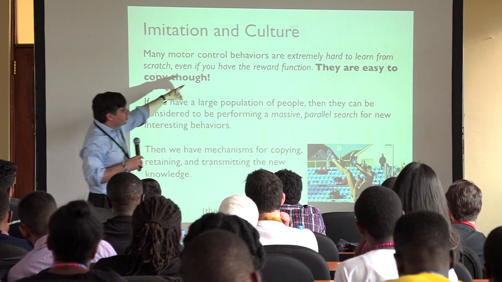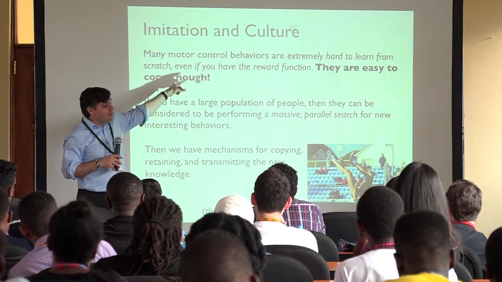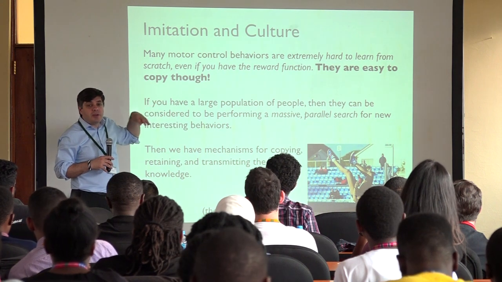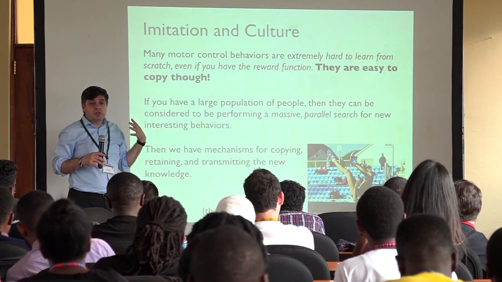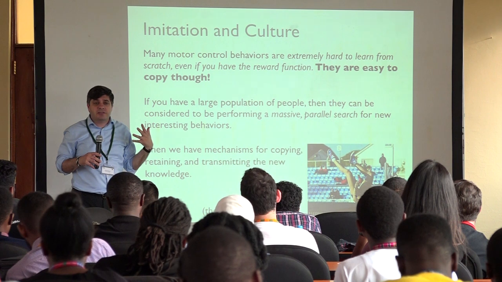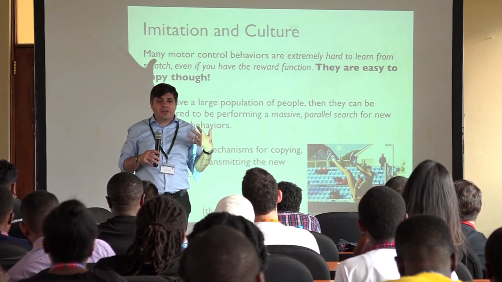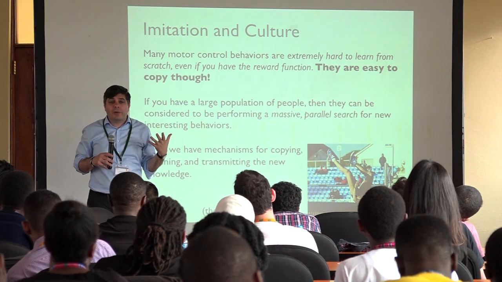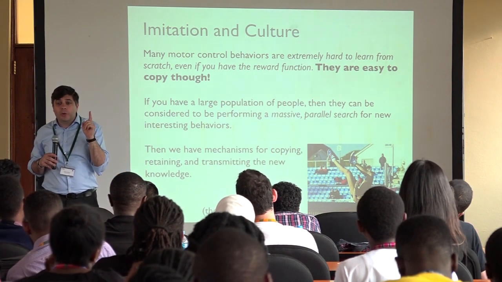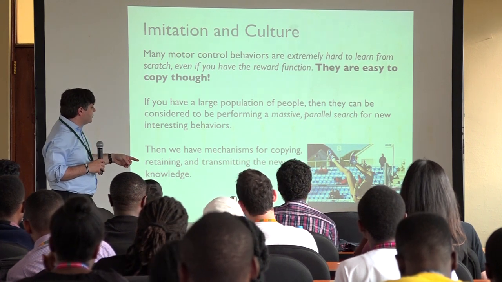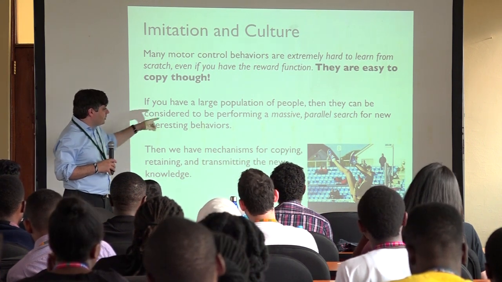So many motor control behaviors are extremely hard to learn from scratch, even if you have the reward function. But they're easy to copy. They're so hard to learn from scratch that they're almost never invented. Okay, so it took 500,000 years to learn how to make fire consistently. It's 500,000 years, that's the whole population just rushing around randomly until that one thing happened, and then we all copied it.